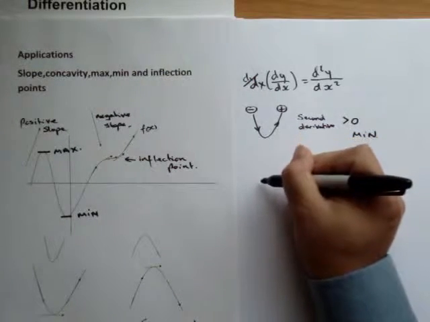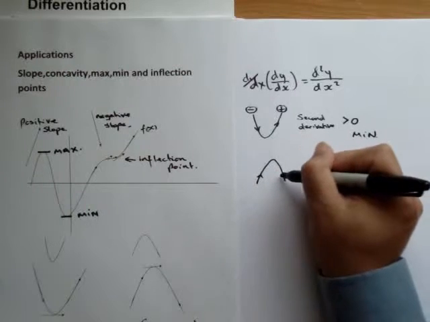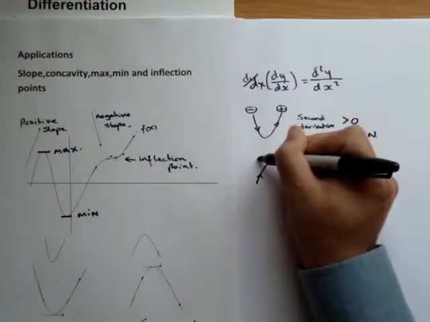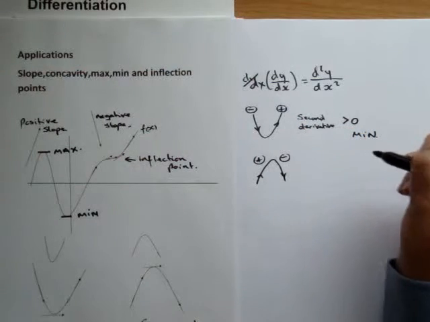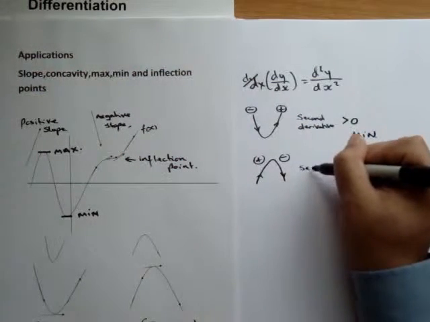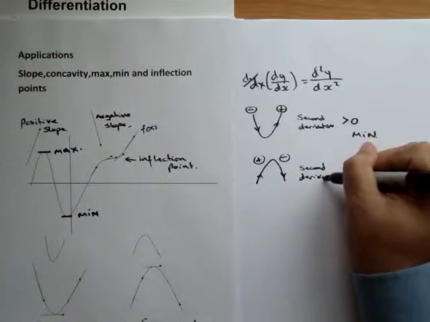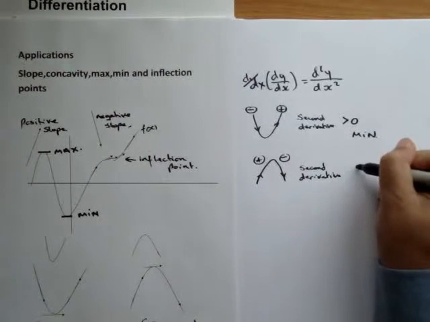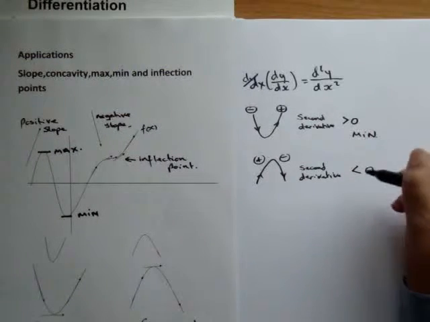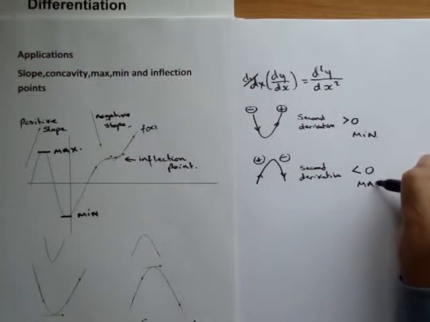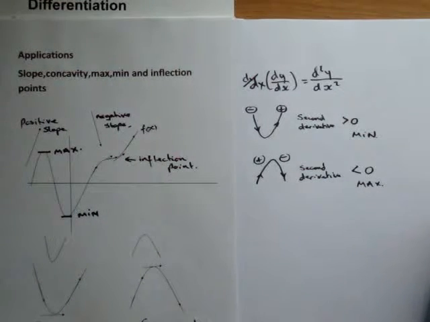Similarly, if the second derivative goes from a positive to a negative gradient, i.e. it's less than 0, then it's a maximum, or it's a concave down curve.